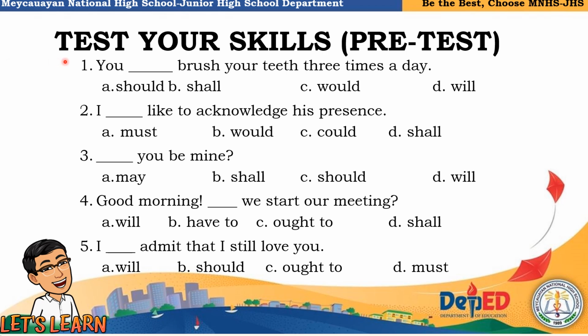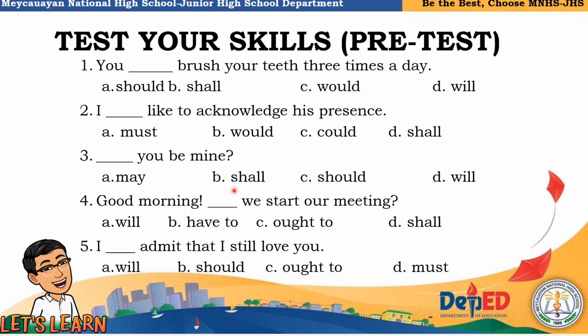Before we start our lesson proper, let us test your skills. Let's have a pretest. I will give you a couple of minutes, or you may pause this video for a while to answer these questions. Number one, you blank brush your teeth 3 times a day. Letter A, should. Letter B, shall. Letter C, would. And letter D, will. Number 2, I blank like to acknowledge his presence. Letter A, must. B, would. C, could. D, shall.